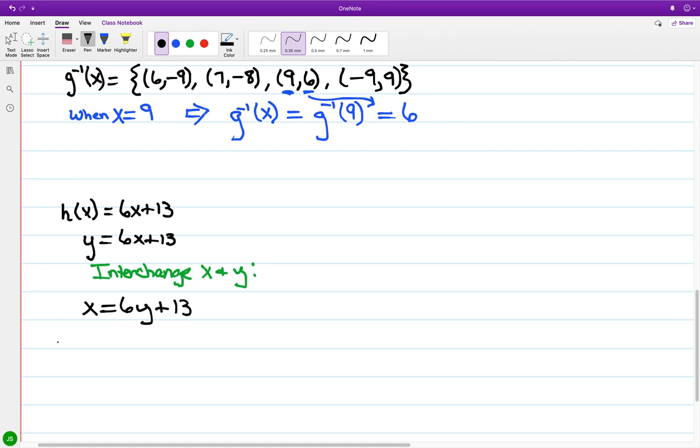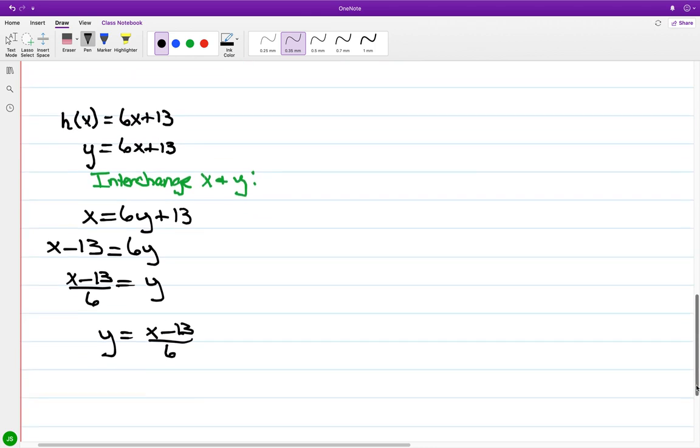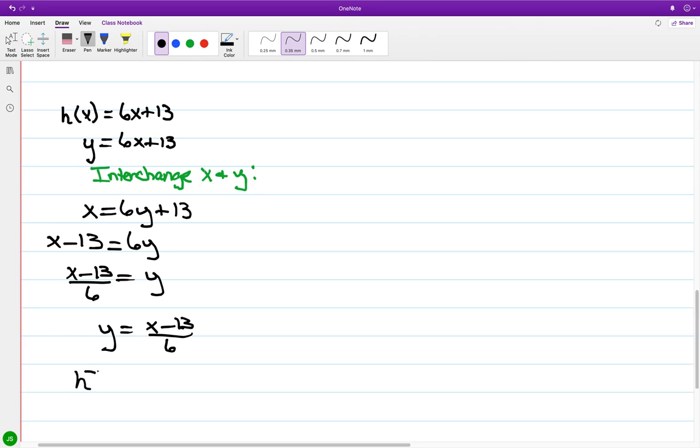And this y is going to be in reference to the inverse of h of x. So in isolating y, I can take 13 away from both sides. So I have x minus 13 is equal to 6y. And with division by 6, I have x minus 13 over 6 is going to be equal to y. So y is equal to x minus 13 over 6. And again, this expression in y makes reference to the inverse of h of x. So the inverse of h of x comes out to x minus 13 all over 6.